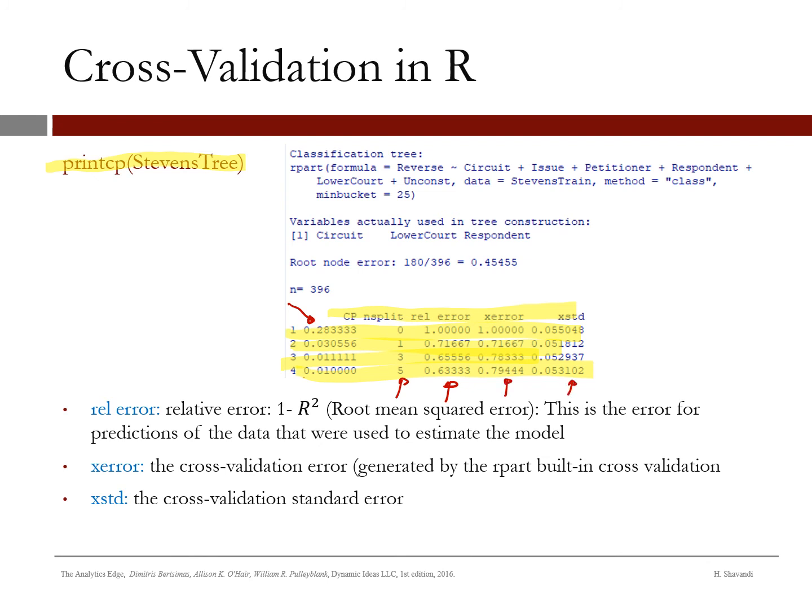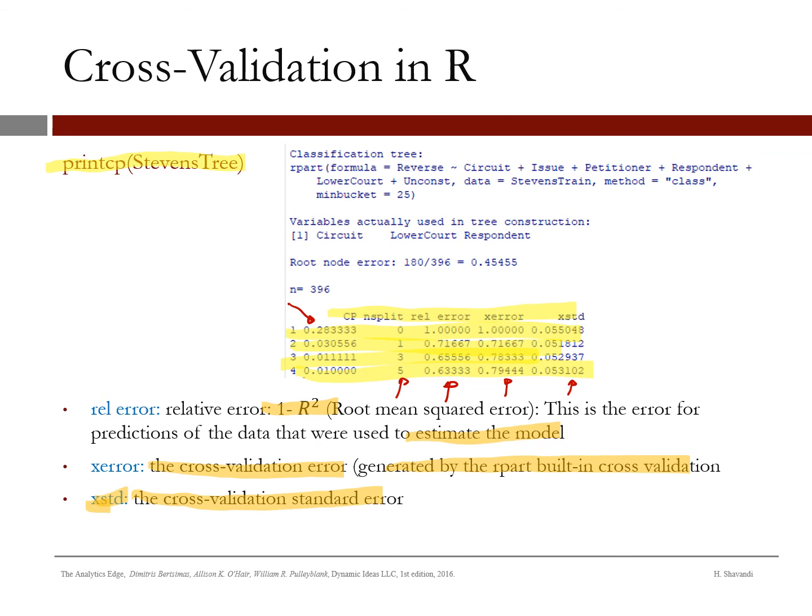Okay, so the relative error is 1 minus R squared. So this is the error for predictions of the data that were used to estimate the model, on the training data set. And the xerror is the cross-validation error, or the average error over the k folds. Here it is over 10 folds, generated by the rpart built-in cross-validation, okay? And xstd is the standard error over the cross-validation, okay?